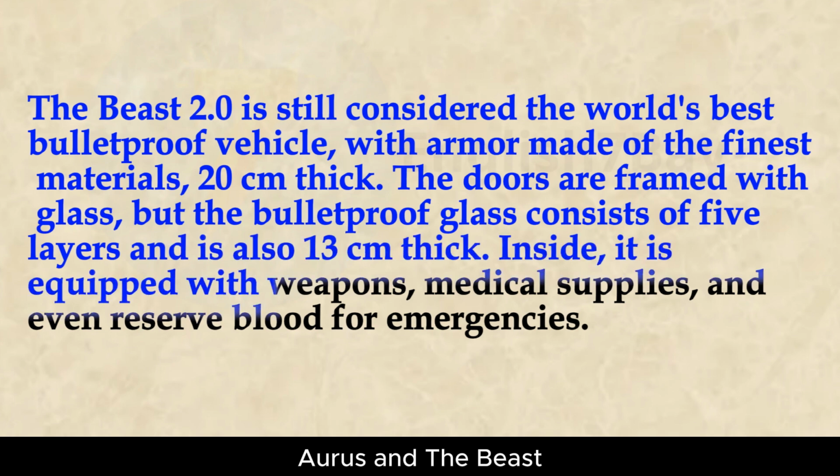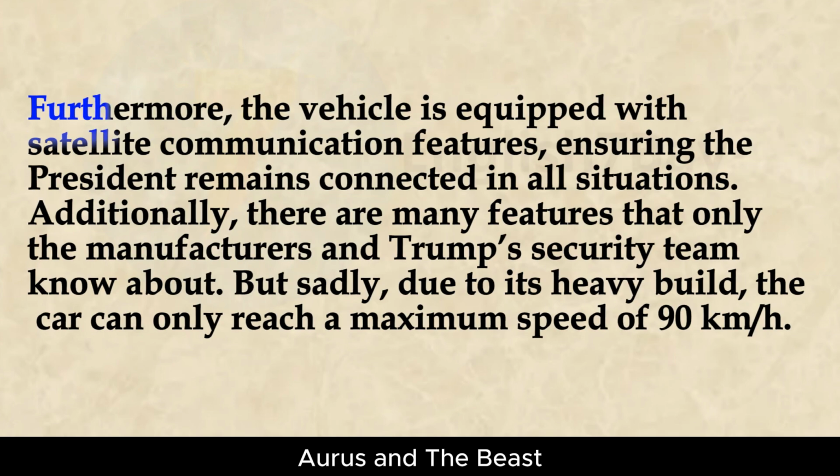Inside, it is equipped with weapons, medical supplies, and even reserve blood for emergencies. Furthermore, the vehicle is equipped with satellite communication features, ensuring the president remains connected in all situations. Additionally, there are many features that only the manufacturers and Trump's security team know about. But sadly, due to its heavy build, the car can only reach a maximum speed of 90 kilometers per hour.